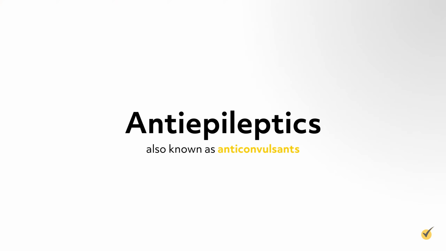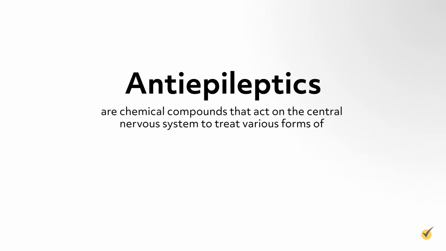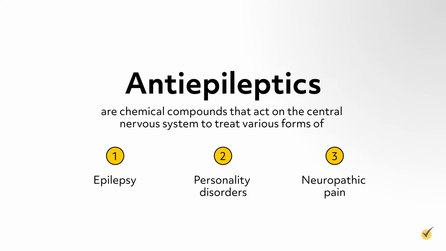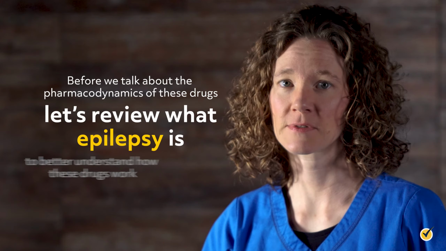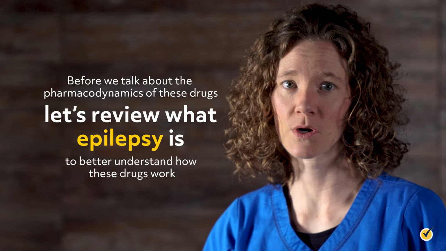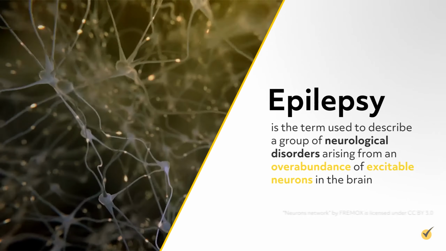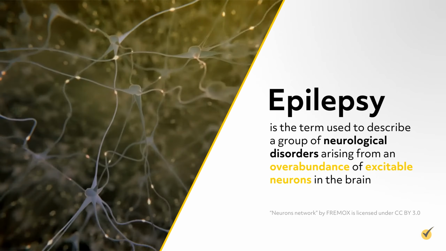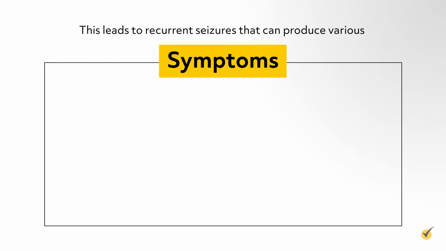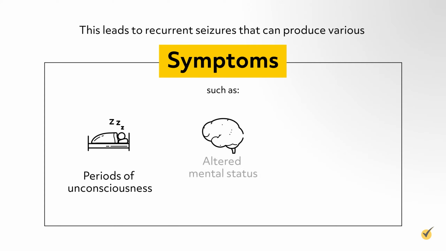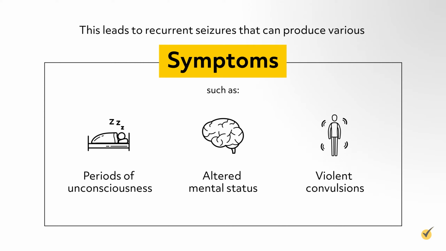Antiepileptics, also known as anticonvulsants, are chemical compounds that act on the central nervous system to treat various forms of epilepsy, personality disorders, and neuropathic pain. Before we talk about the pharmacodynamics of these drugs, let's first review what epilepsy is to better understand how these drugs work. Epilepsy is the term used to describe a group of neurological disorders arising from an overabundance of excitable neurons in the brain. This leads to recurrent seizures that can produce various symptoms such as periods of unconsciousness, altered mental status, and violent convulsions.